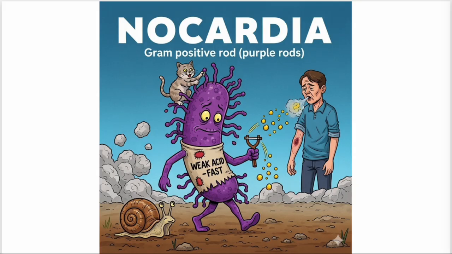Nocardia. Okay, so again, we're at the gram-positive rods. It's a non-spore former and it's branching. It is found in soil. Pulmonary if inhaled, cutaneous trauma abscess, actinomycotic mycetomas with sulfur granules. I think these are the sulfur granules. It is weakly acid fast. That really separates it from a lot of the other gram-positive rods.